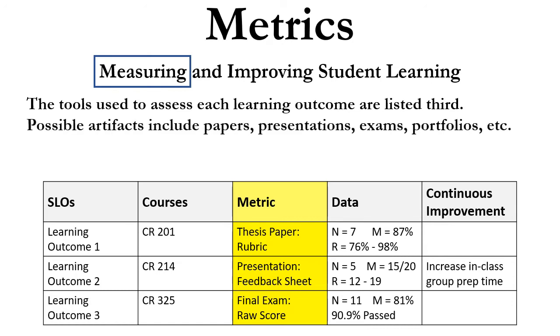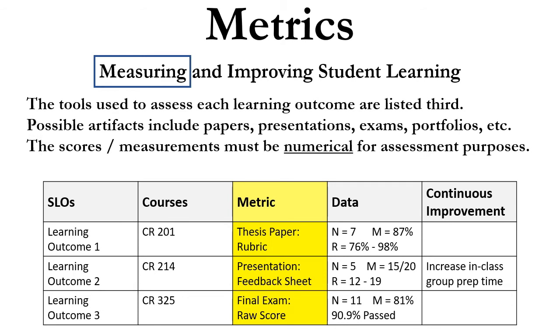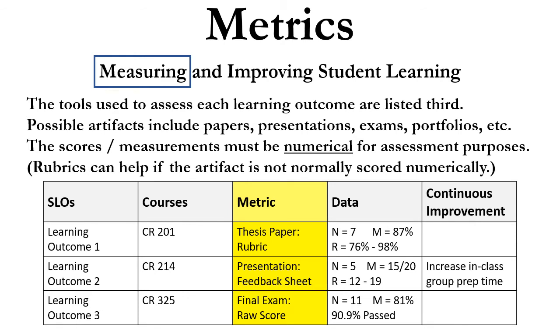All right, so artifacts, as I mentioned, include papers, presentations, exams, portfolios is another possibility. Again, the scores and measurements need to be numerical. If you do have an assignment that doesn't happen to be directly numerical, rubrics are very helpful for that. Rubrics can translate the qualitative into the quantitative with great ease and great precision, and in a way that communicates your expectations to the students very well.